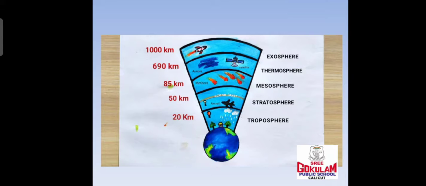Now we have learned about the different layers of atmosphere. Which are they? Troposphere, stratosphere, mesosphere, thermosphere and exosphere.